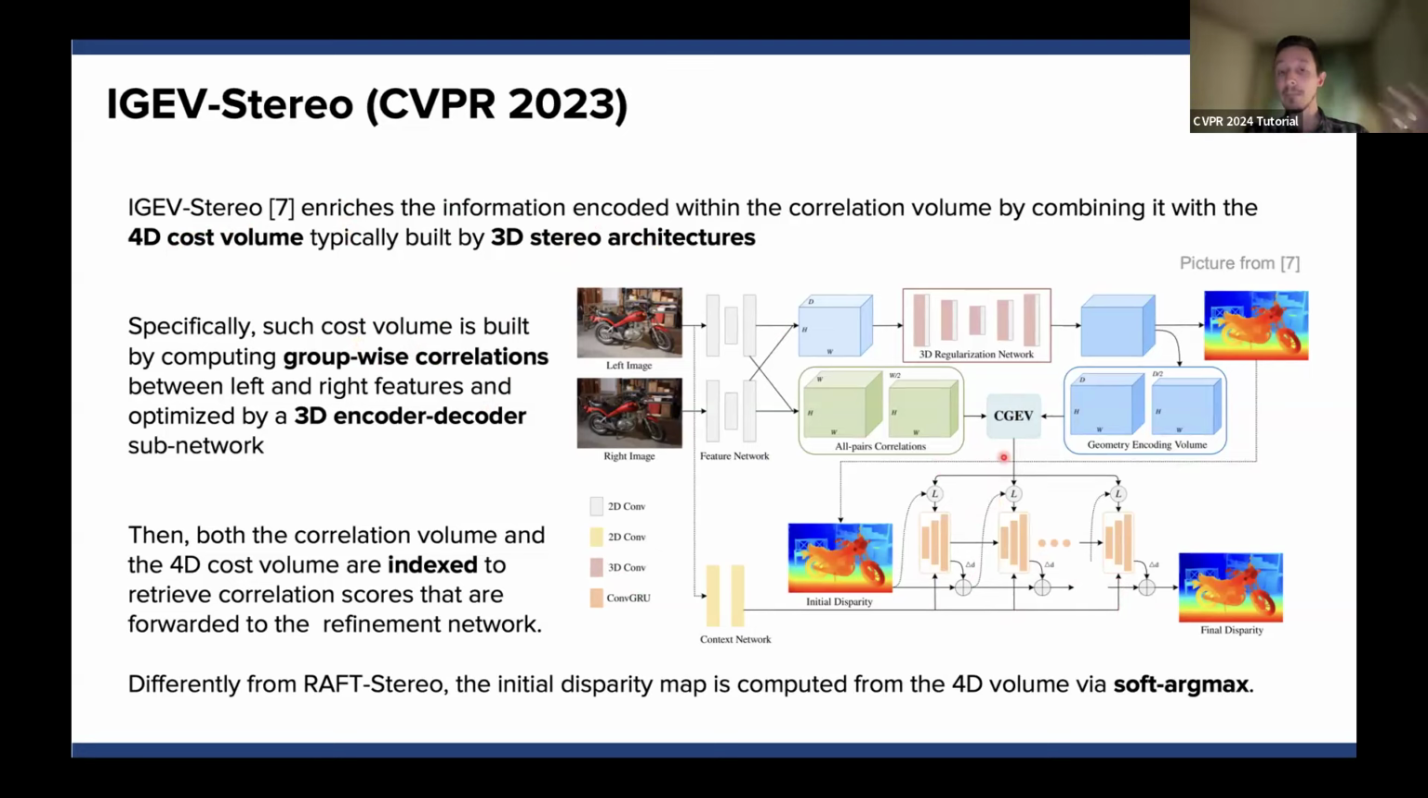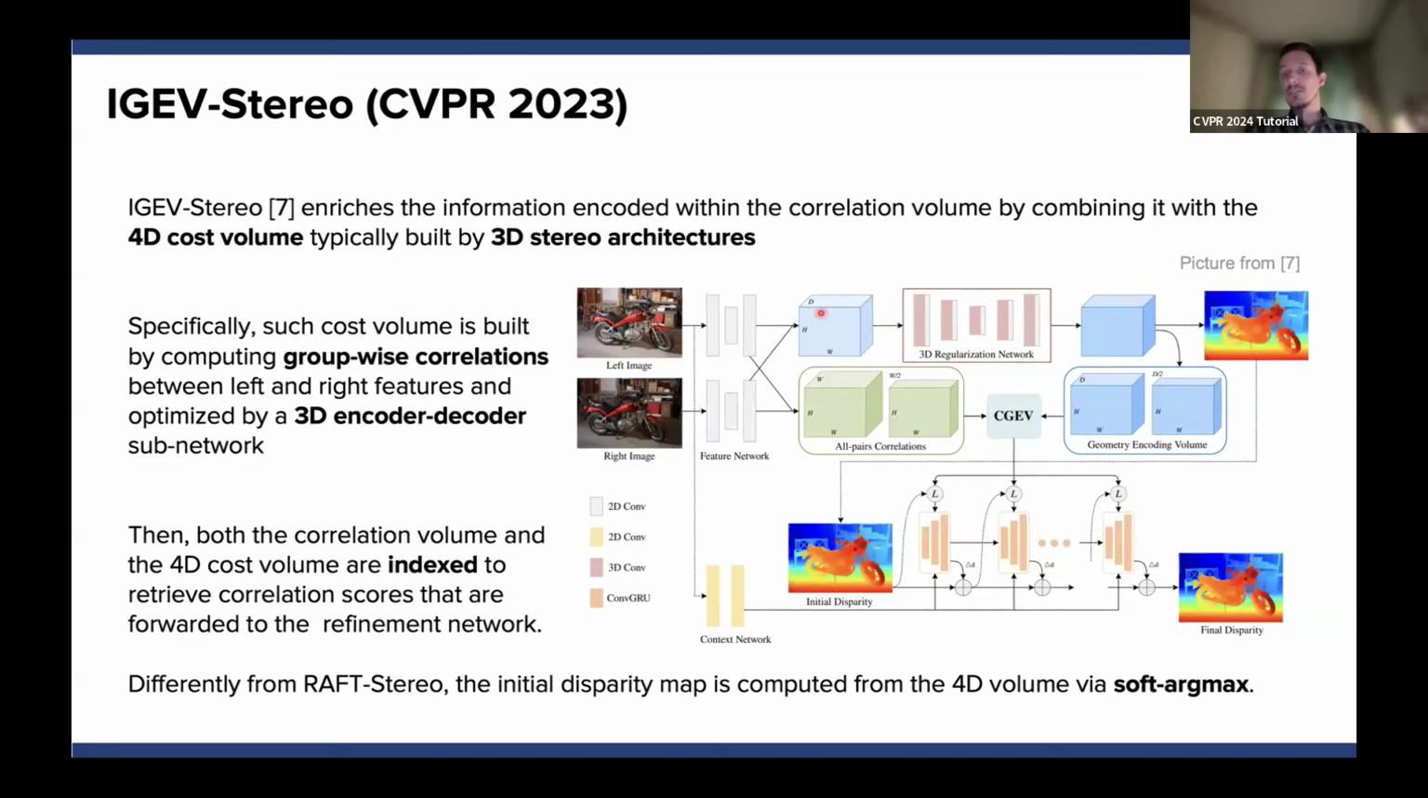the iterative mechanism implemented by RAFT-Stereo is still very powerful, a 3D neural network is very, very strong at producing an initial disparity map. So the authors said, why not? Why don't we build some kind of 4D cost volume? We implement a compact 3D architecture to obtain an initial disparity map from this volume. And then we use this initial disparity map as the initial state for, of course, refining it through the iterative procedure proposed by RAFT-Stereo.